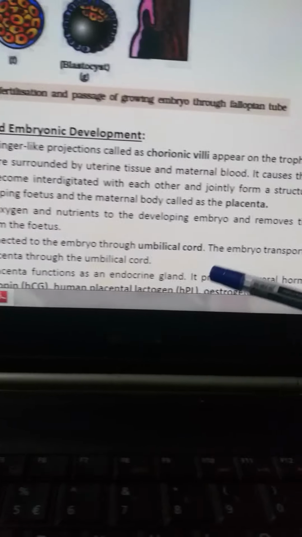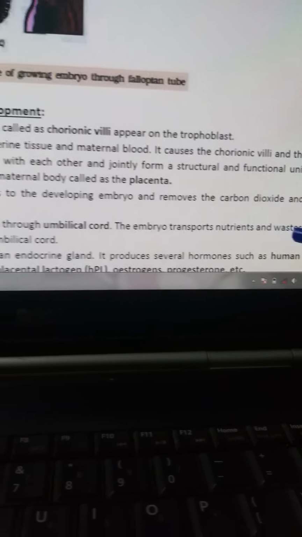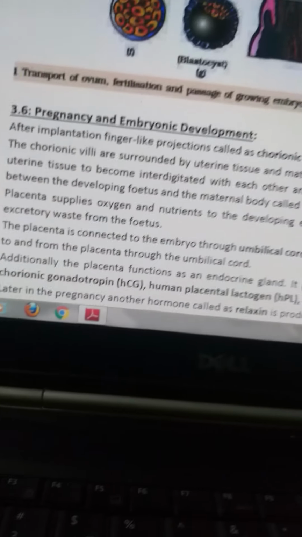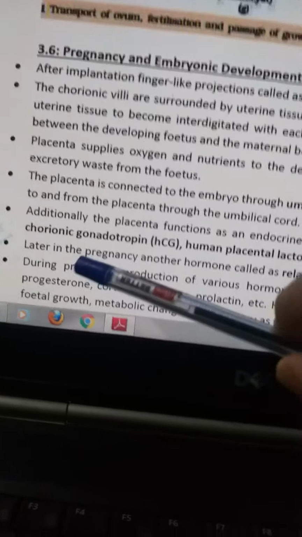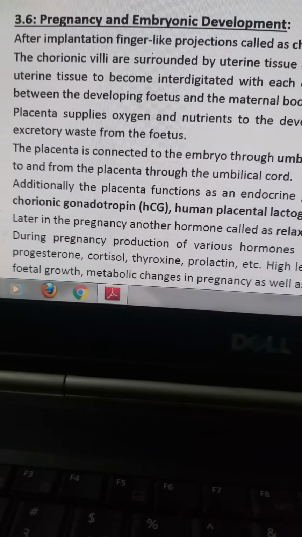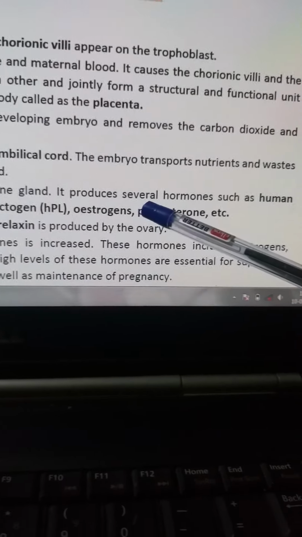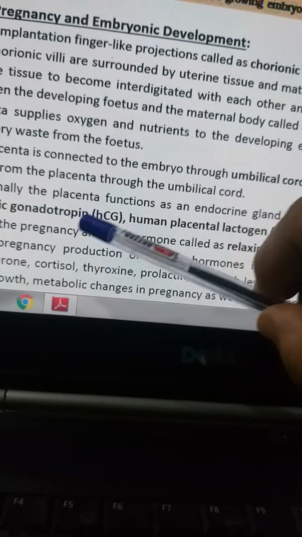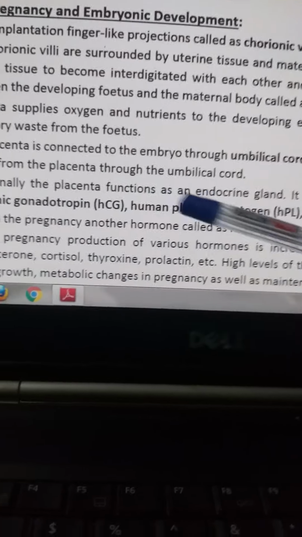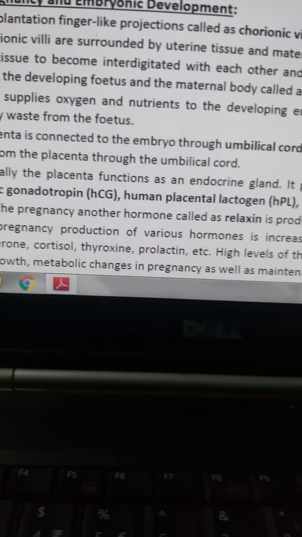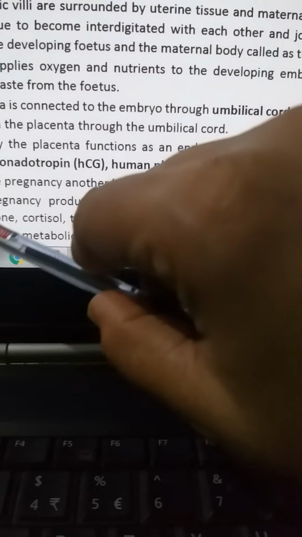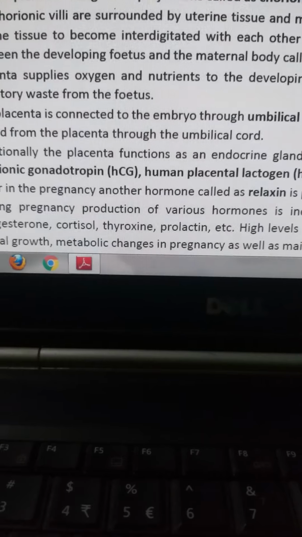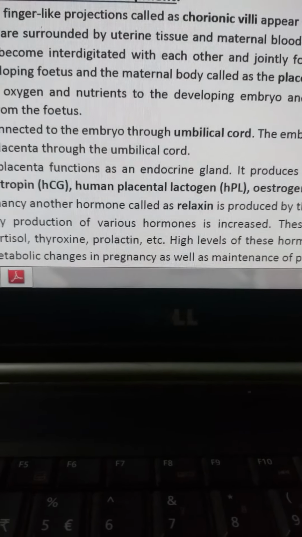And what is this umbilical cord? The embryo transports nutrients and waste to and from the placenta through the umbilical cord, and additionally the placenta functions as an endocrine gland. This is also an important endocrine gland. That means it produces several hormones such as human chorionic gonadotropin hormone (HCG), human placental lactogen, estrogen, progesterone, etc. And later in the pregnancy, another hormone is known as relaxin. It is also produced by the ovary.